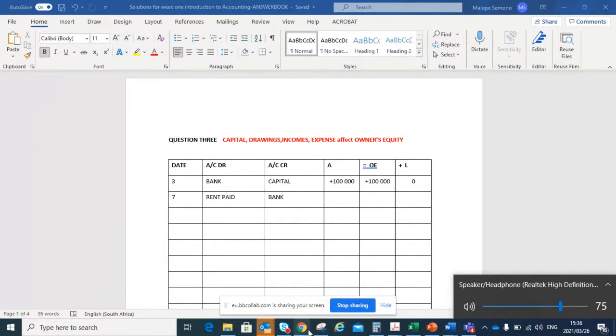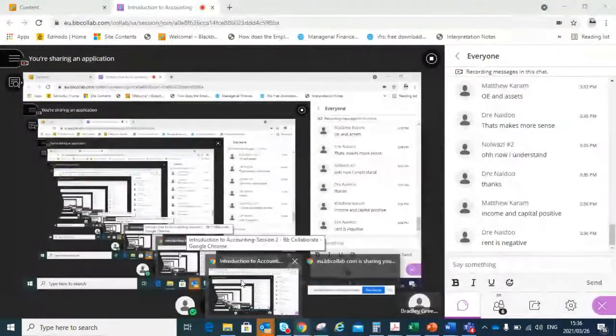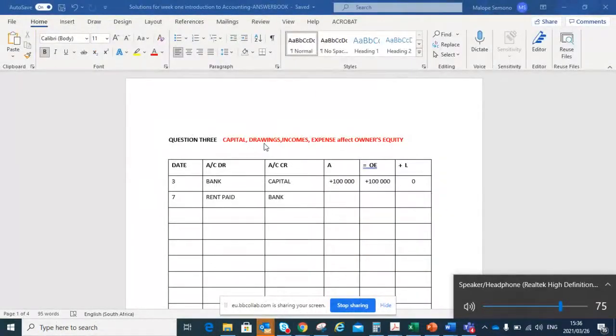Just try. No one is perfect, I know. No, I'm talking about the things that I wrote on top here: capital, drawings, incomes, expenses. Just talk about the group. Out of these four things that I gave you, which ones affect owner's equity negatively and which ones affect owner's equity positively?